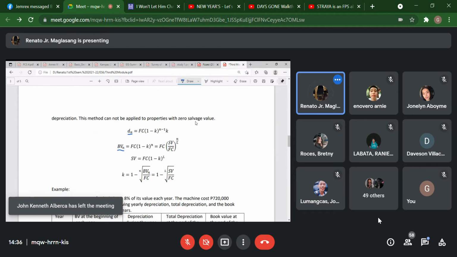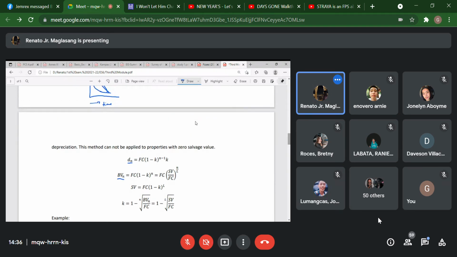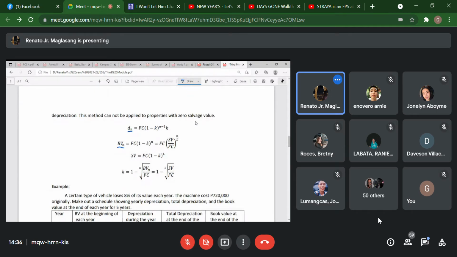So D sub n is equal to the first cost times (1 minus k) to the n minus 1 times k. Again, this k here is the constant of depreciation. Usually this is given, but if it is not given, and the salvage value and the first cost are given, you can get the value of k in this equation. There are also instances where the book value is given, so you can get this value of k.